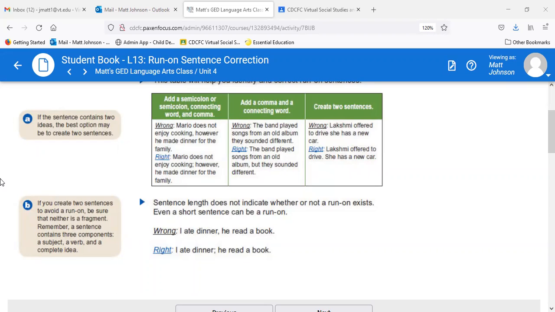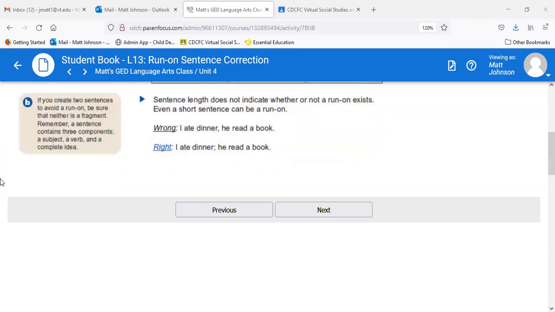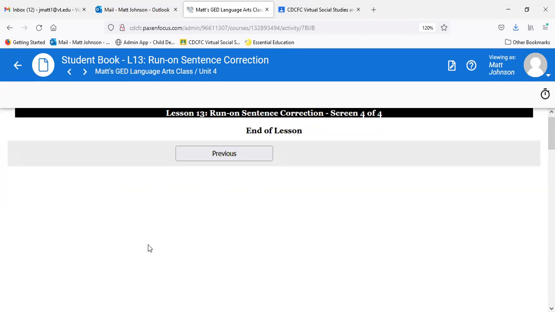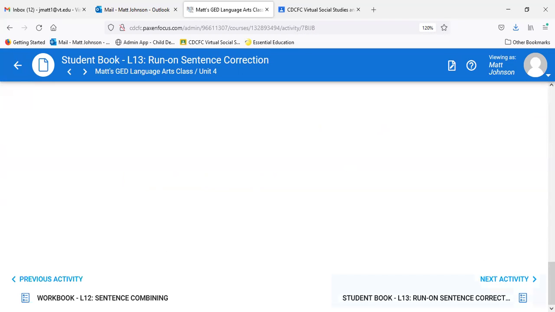Remember, a sentence contains three components, right? We keep hammering on this idea here: a subject, a verb, and a complete idea. Whatever that may be, you've got to have those three elements to make a complete sentence. So just like I ate dinner, a simple three-word sentence, but it has those three elements: I, the subject, ate, the verb, dinner being the completion of that idea, right? What did I eat? I ate dinner. So let's take a look at the quiz.